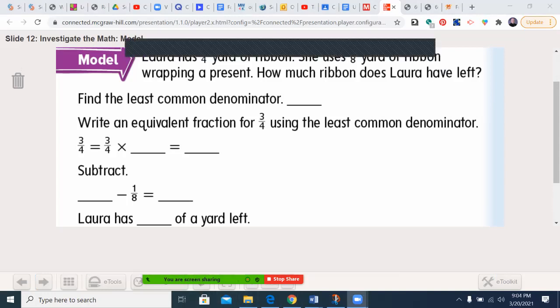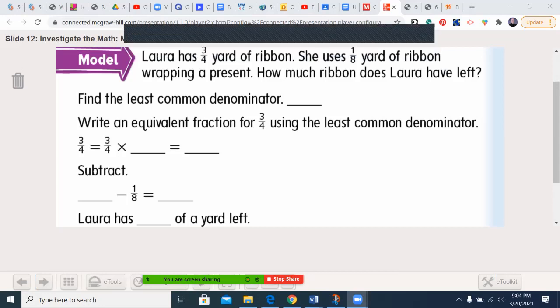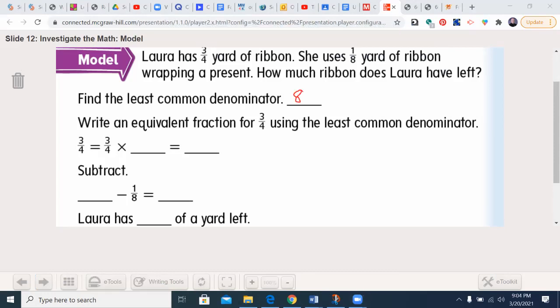What's the least common denominator of 4 and 8? Well, I always ask you to check. Will 4 go into 8 evenly? Yes, it will. 4 times 2 is 8. So my least common denominator is going to be 8. Notice that it has to be at least as large as my larger denominator. In this case, it works out perfectly.